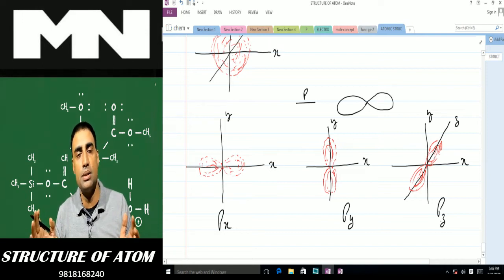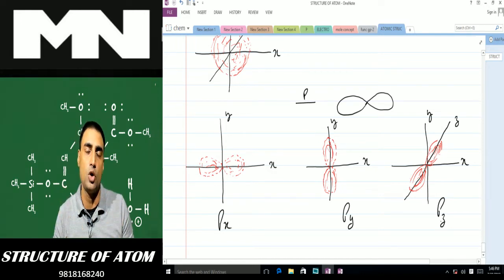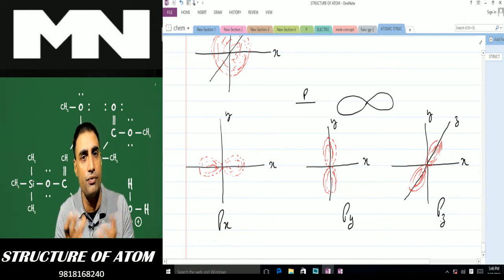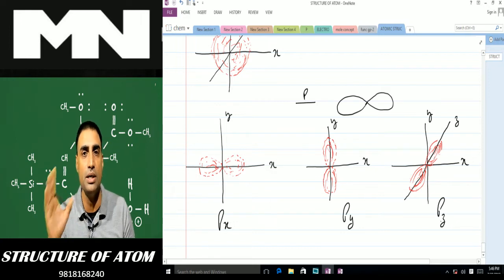So according to wave mechanical model, shells are the three-dimensional space where the probability of finding an electron is finite. Subshells are the three-dimensional space within the shell where the probability of finding an electron is maximum. And orbitals are the three-dimensional orientations of electron. As the electron of S subshell can orient in spherical form, that of P subshell can orient itself in dumbbell form, and that dumbbell can be on X axis, Y axis, and Z axis.